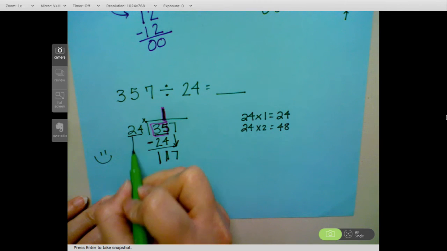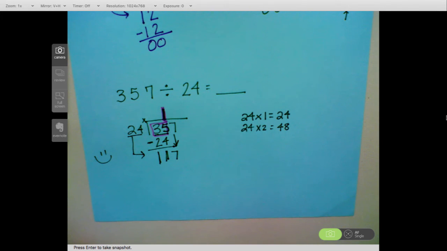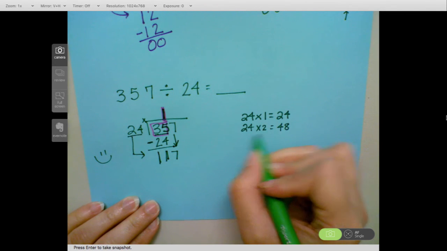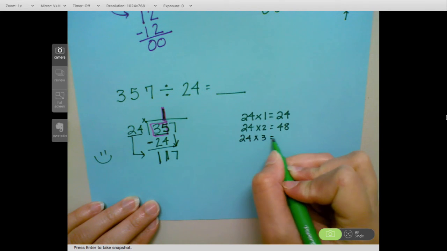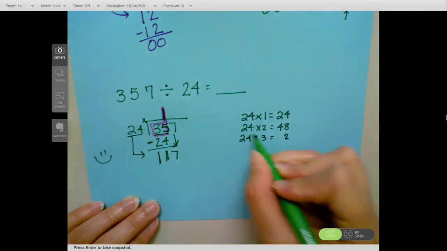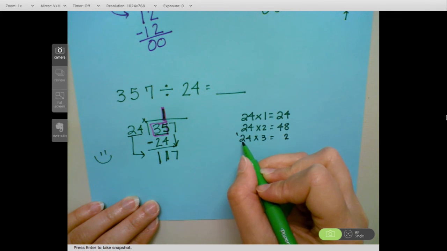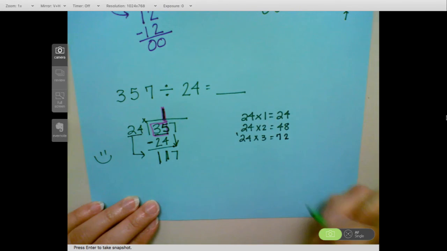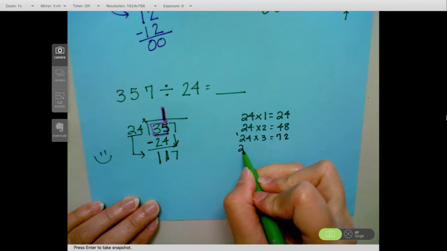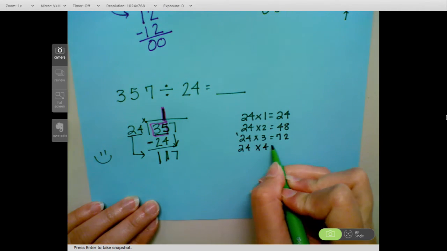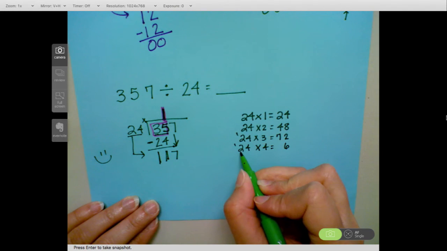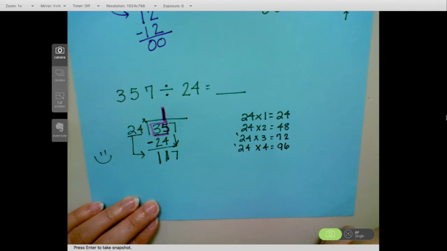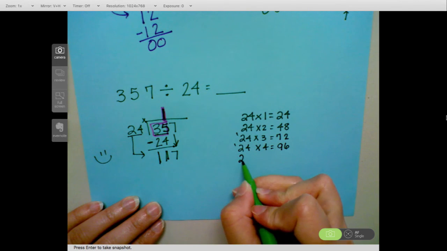Oh, now how many times will 24 go into 117? Goodness gracious, I don't know. I'm going to have to keep doing that scratch work. I know it's more than 2. Let's do 24 times 3. That's going to be 3 times 4 is 12. Carry my 1. 3 times 2 is 6 plus 1 makes 7. I bet I can do another set of 24. 24 times 4 equals 4 times 4 is 16. Carry my 1. 4 times 2 is 8 plus 1. That's a 9. 96.